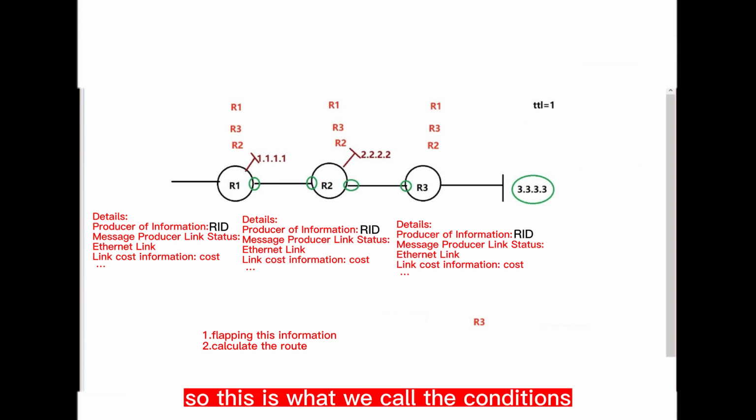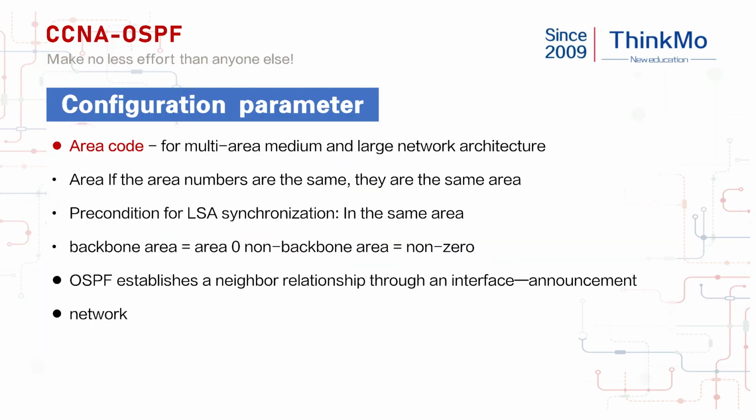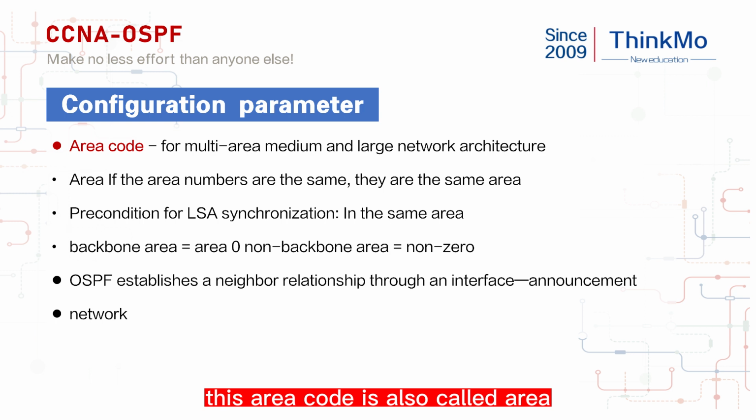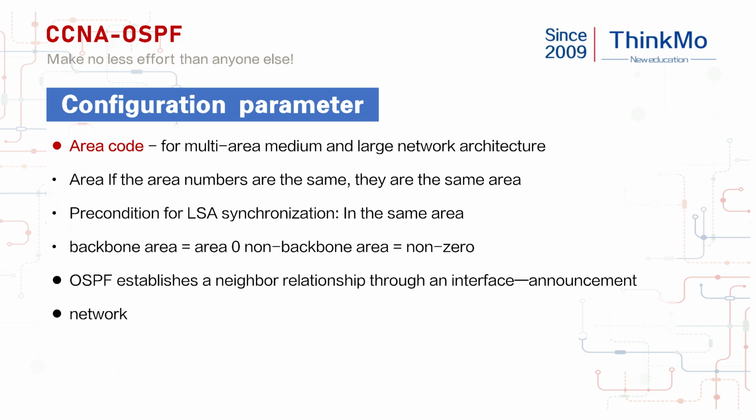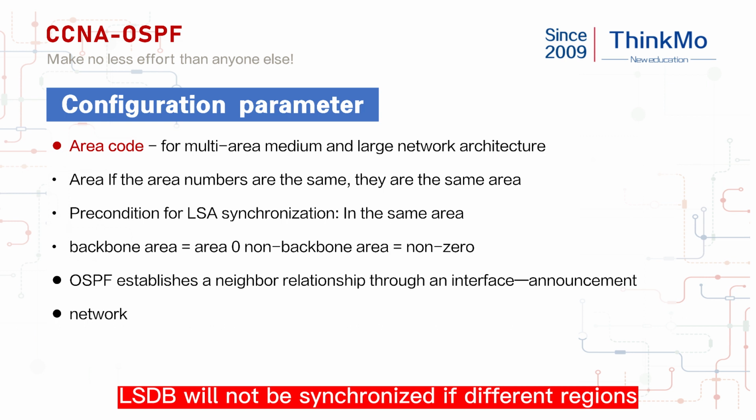So this is what we call the conditions for establishing a neighbor relationship. For OSPF, this area code is also called area. It has a rule. Area code if the same, then the same region. If the area code is different, different regions. LSA has a synchronization prerequisite: must be in the same region. LSDB will not be synchronized if different regions.